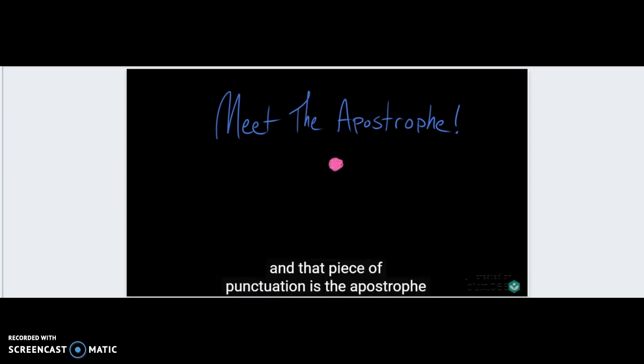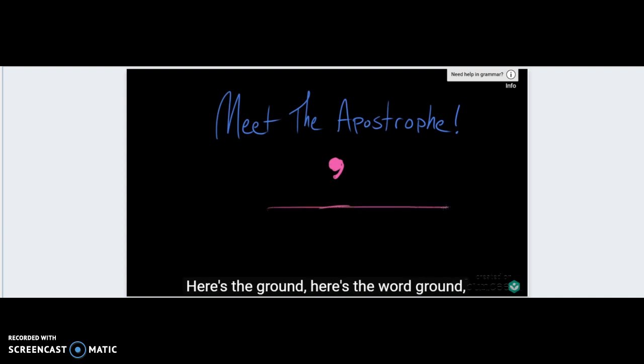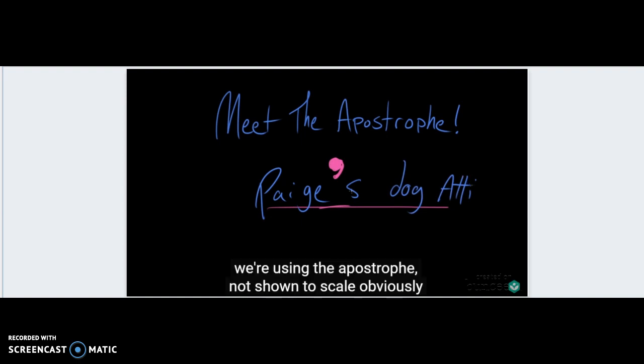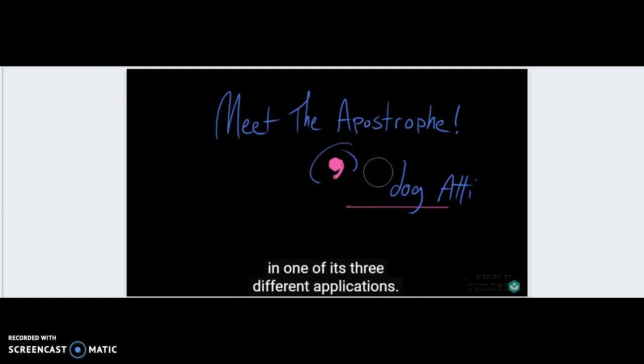Today we're going to start talking about a different piece of punctuation. And that piece of punctuation is the apostrophe. Kind of looks like a comma, but it's one that floats in the air. Here's the ground. Here's the word ground. And if we say, I don't know, Paige's dog, Addie, we're using the apostrophe, not shown to scale, obviously, in one of its 3 different applications.